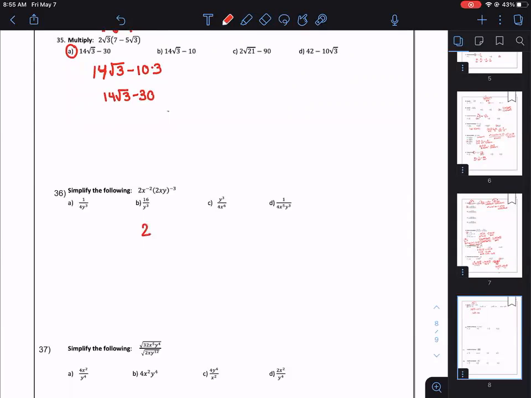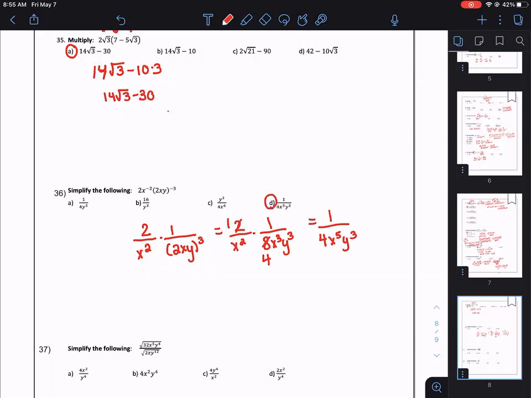All negative exponents go in the denominator to become positive, or vice versa. So in this case, because the entire 2xy is being raised to the negative 3, we place the whole thing in the bottom. We will then apply the exponent. So we get 8x to the 3, y to the 3. The 8 and the 2 will reduce to a 4 on the bottom. And we are left with 1 over 4x to the 5, y to the 3, choice D. Sorry if it's a little hard to see those answer choices.